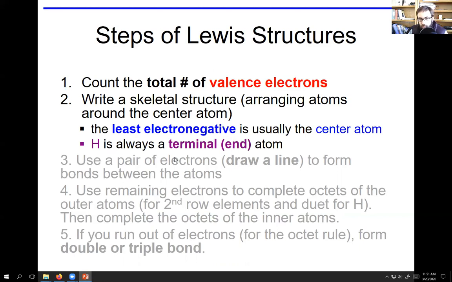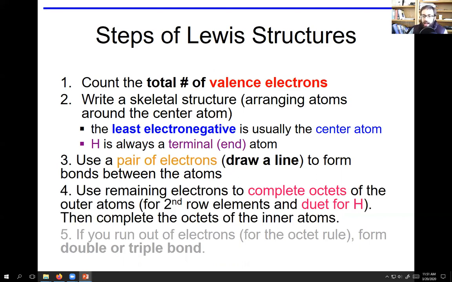Why? It can only form 1 bond because it follows the duet rule. So it can never be at the center. Things at the center are going to form more than 1 bond a lot of times, by definition. Okay. Then we're going to use a pair of electrons, i.e. we're going to draw a line, to form bonds between the atoms. And then we're going to use the remaining electrons to complete the octet rule for the outer atoms and the duet rule for hydrogen. And then we're going to complete the octet rule for the inner atoms at the end.